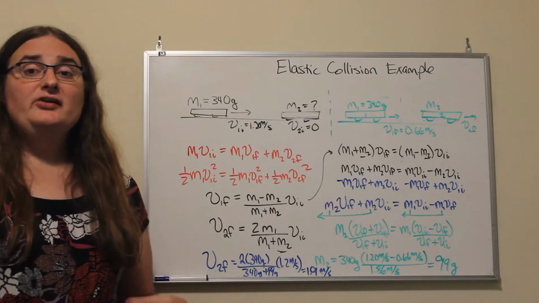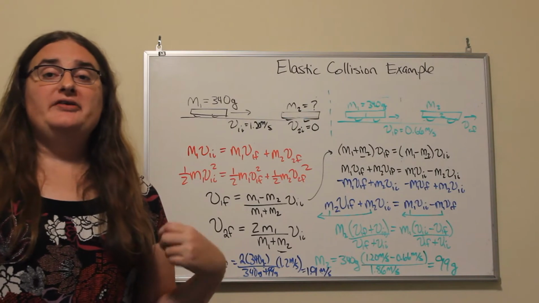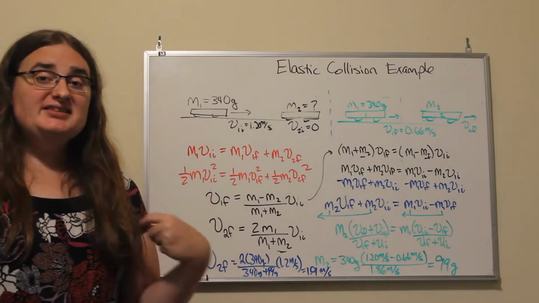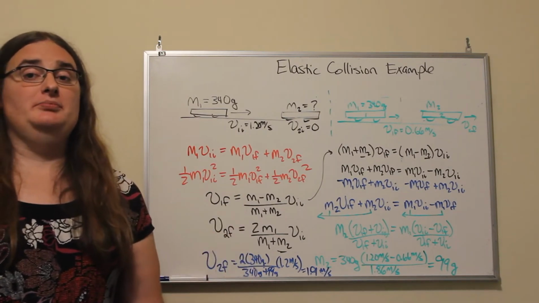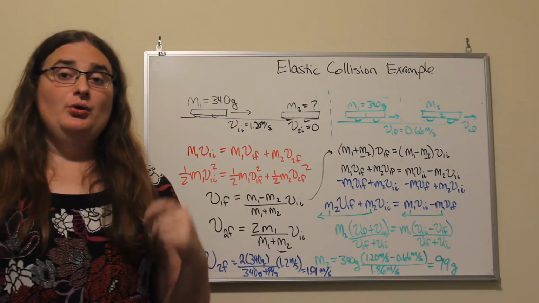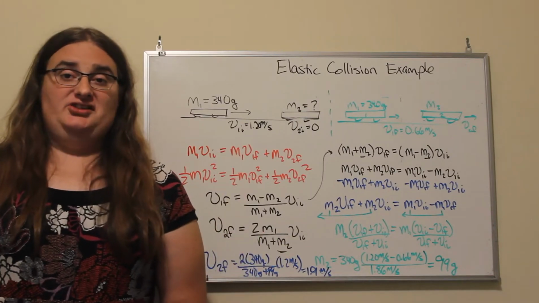Hi, let's take a look at a less common example of investigating elastic collisions. So, elastic collisions, like all collisions, always conserve momentum. Elastic collisions are special though because you also conserve kinetic energy of the objects.